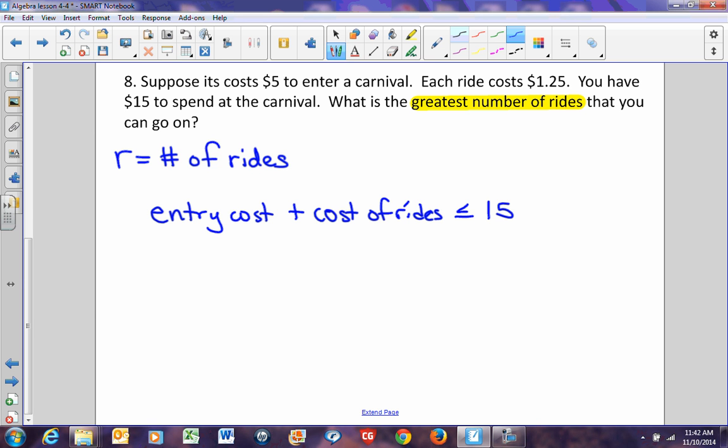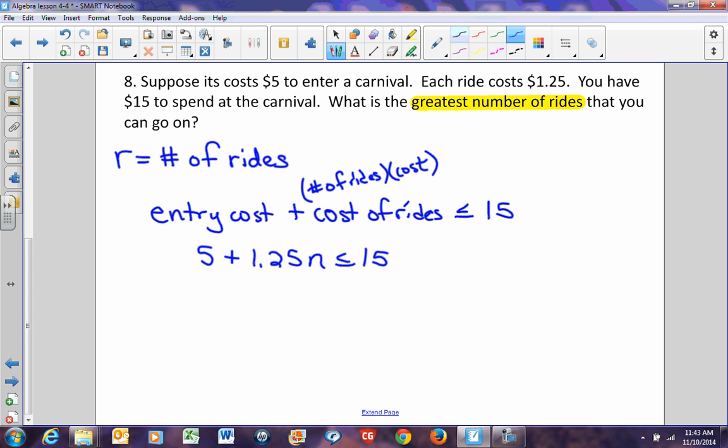And what I pay to get in plus my cost of my rides has got to be less than or equal to $15. So it costs $5 to get in, plus the cost of the rides is $1.25 times the number of rides, which I don't know how many rides I'm going to take, so I'm going to make that n. So that's got to be less than or equal to 15. My entry fee plus all my cost of my rides, which is the number of rides times the cost of each ride, it's got to be less than or equal to 15.